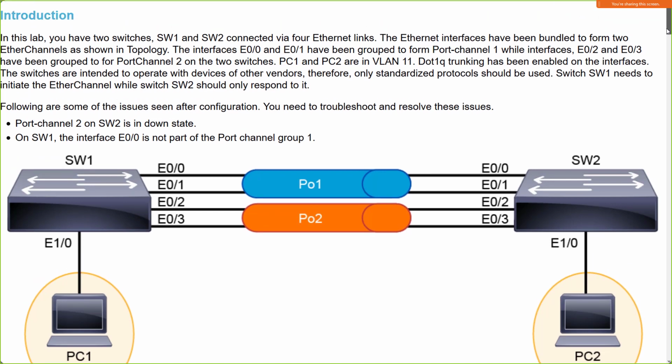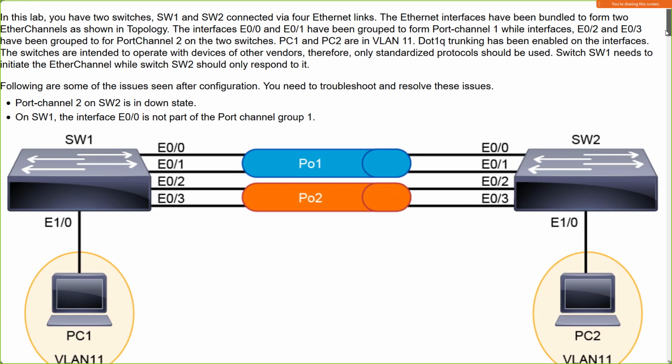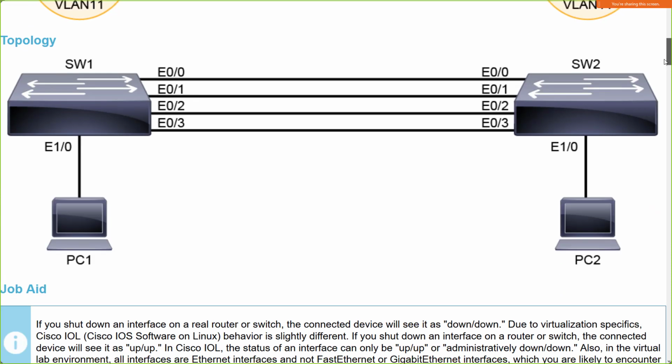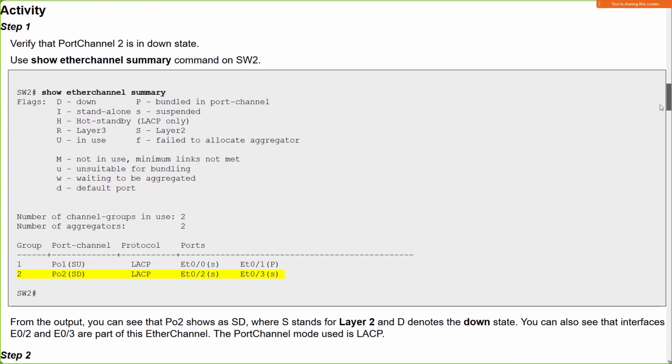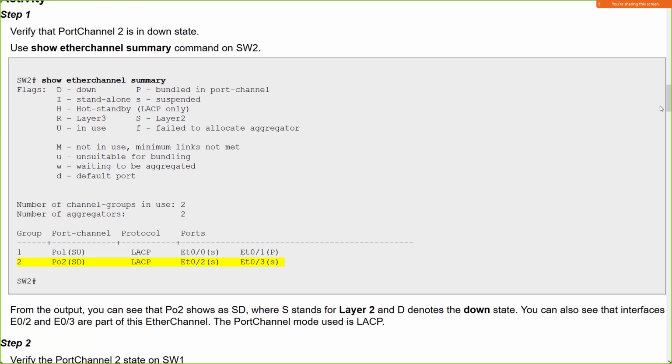For some reason, there's an issue with the configuration. Port channel 2 on switch 2 is in the down state. On switch 1, Ethernet 0/0 is not part of the EtherChannel. All right. So if we do a show etherchannel summary, that confirms the current state of the EtherChannel. We have two groups, port channel 1 and port channel 2. SU means that the port channel is layer 2 and it's operational, it's in use. But we can see that one of the ports in the EtherChannel is suspended, the other port is bundled or participating in the EtherChannel. And on group 2, it's down altogether.